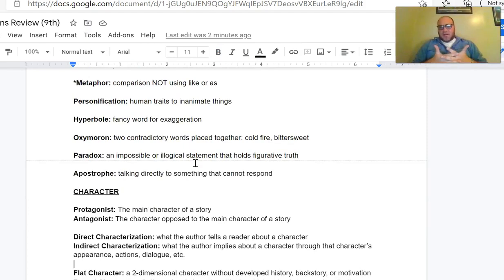But remember, if you're writing a literary writing of any kind, use your terms. Instead of using the word exaggeration, use hyperbole.